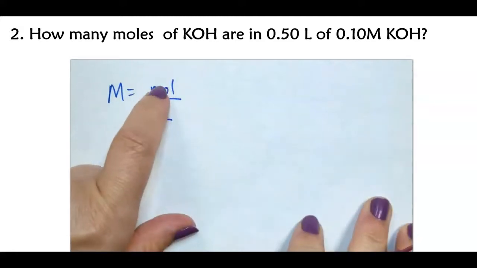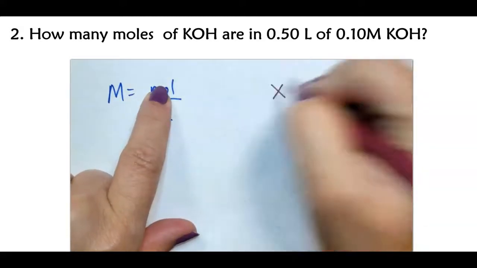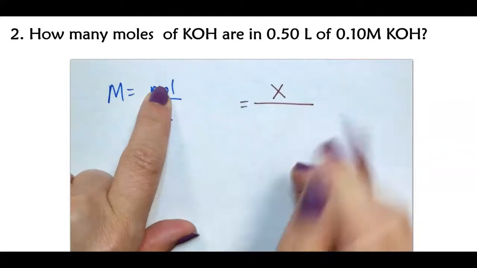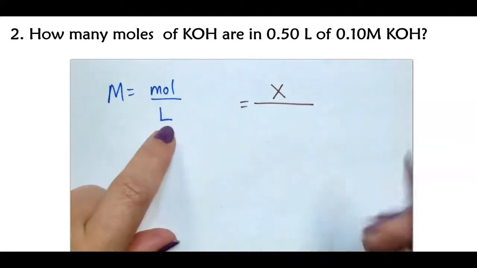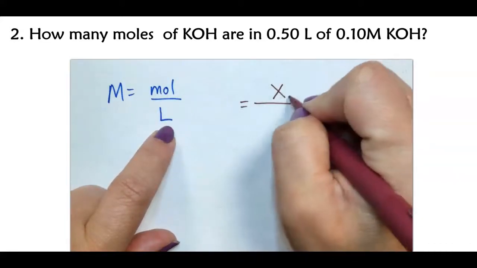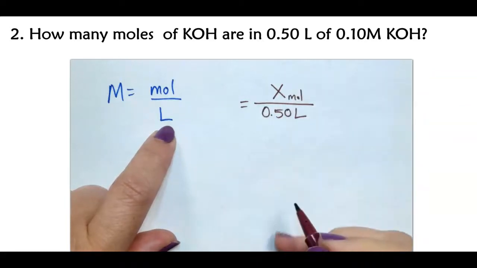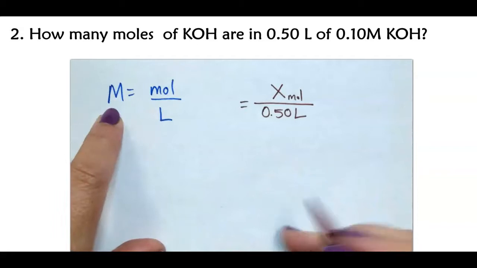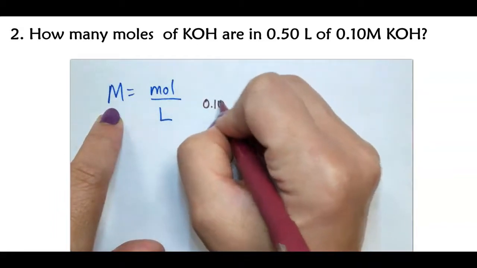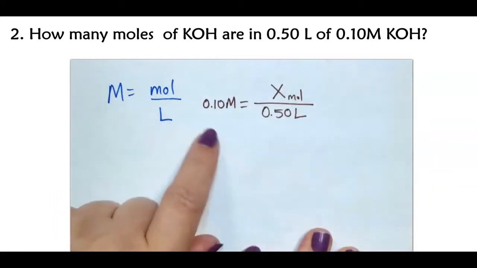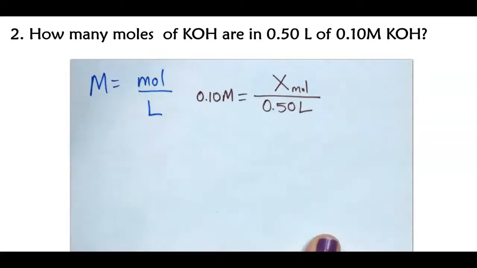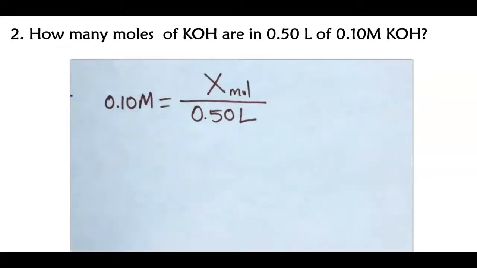So this is what my X is going to be. I'm looking for the amount in moles. And then they tell me the liters, so that's going to go under my moles. So X moles, and I have 0.50 liters given to me. And then my amount in molarity is 0.10 molar. And so now that I have this information right here, we can solve for x.